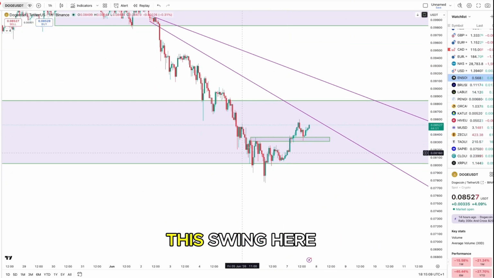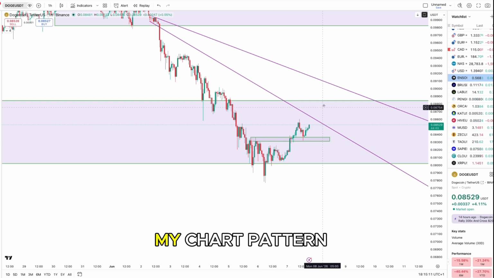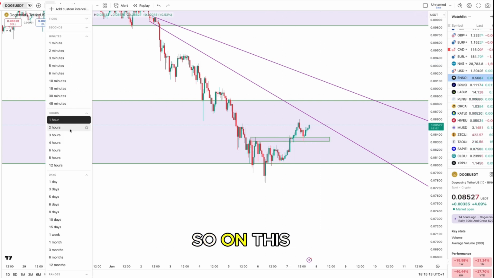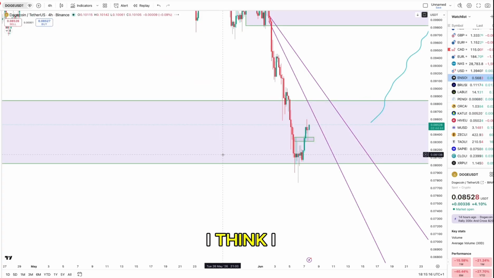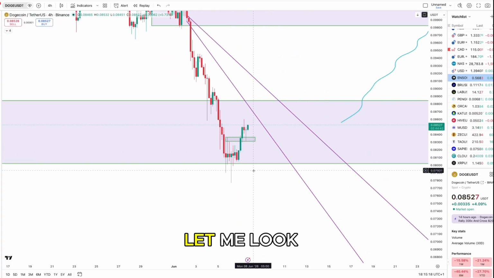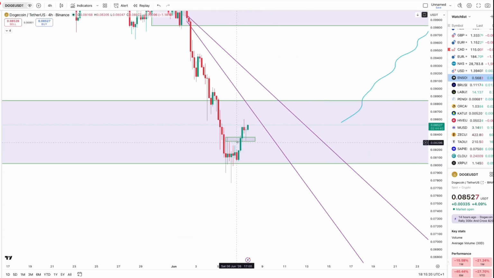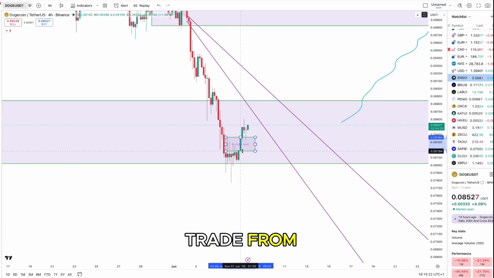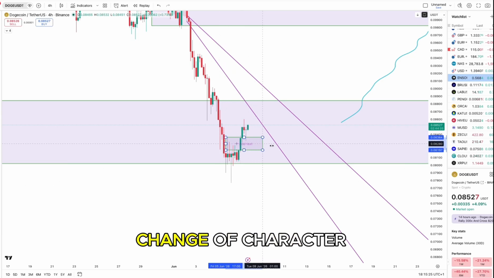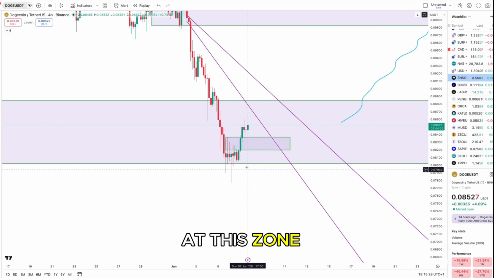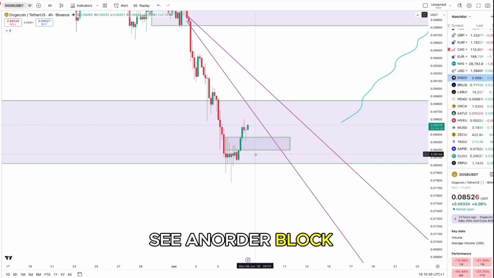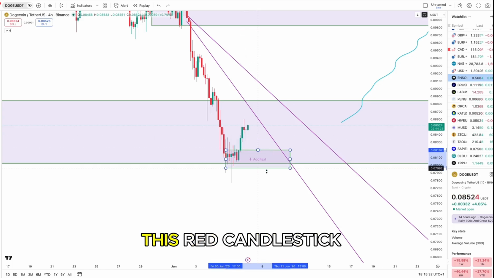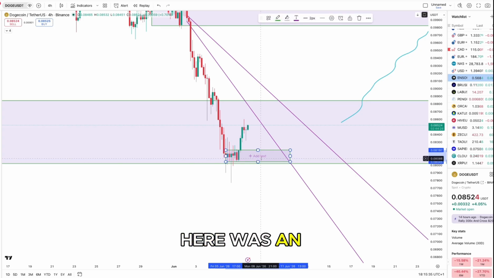So seeing that on this swing my chart pattern is complete, let me still go to 4 hours. I think I can still see something there. Let me look for another block to take this particular Doge trade from. I can see there is a change of character on 4 hours at this zone, and I can see another block. Yes, I think there is another block. This red candlestick here was another block.